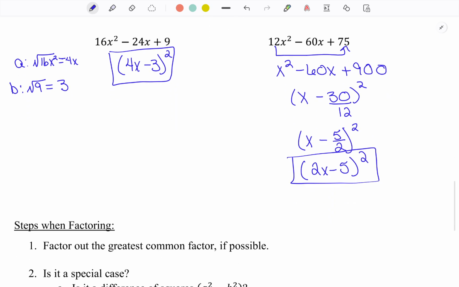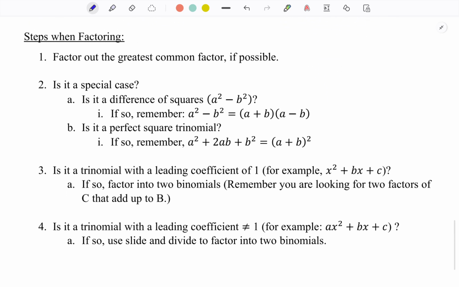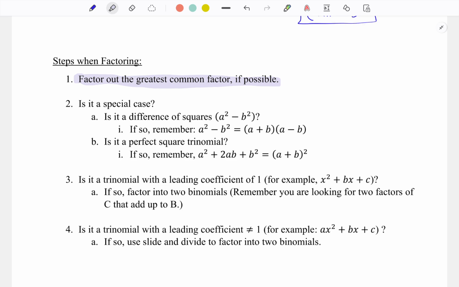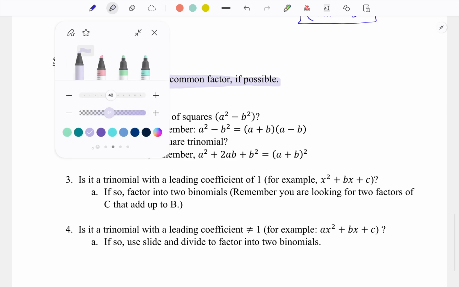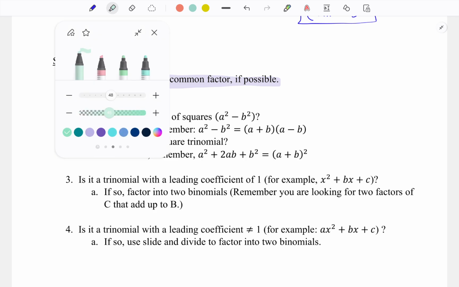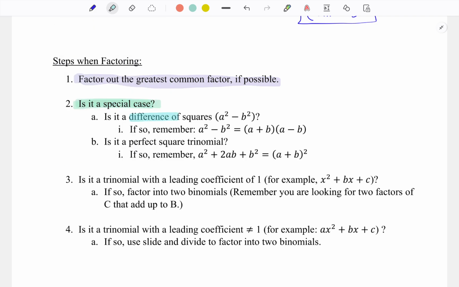And there we go. So our steps currently when factoring, we're going to factor out that GCF whenever possible. That's always step number 1. And then we have a new step number 2, because we're going to ask ourselves, is this a special case? Because of course, if it's a special case, then we have some shortcuts. So if it's a difference of squares, we have a pattern for that. And if it is a perfect square trinomial, we also have a pattern for that.